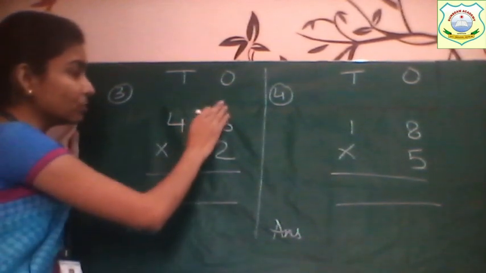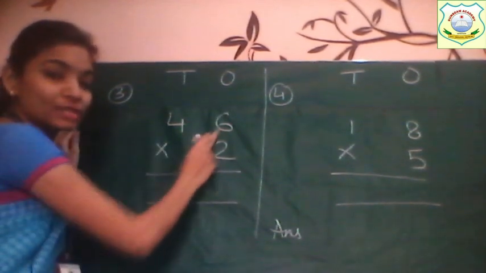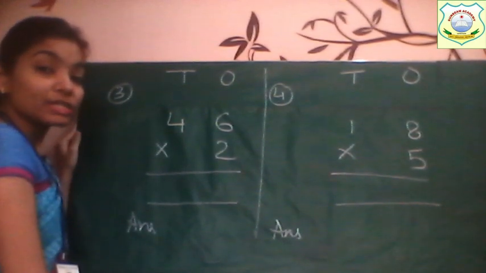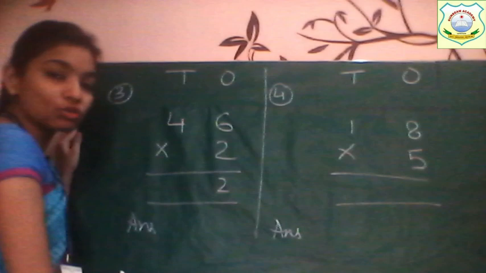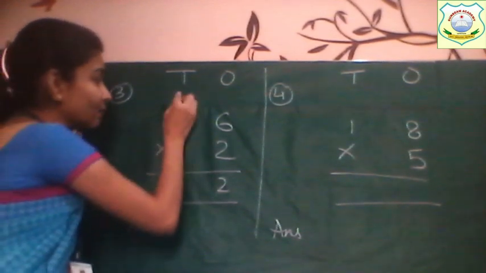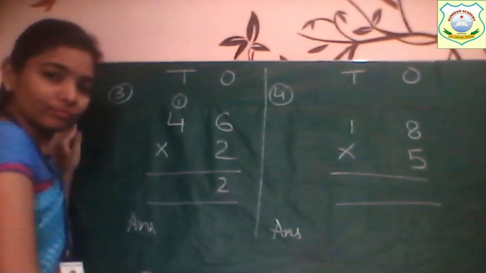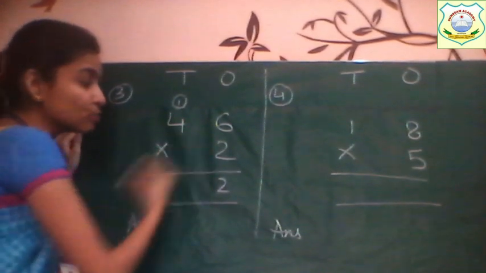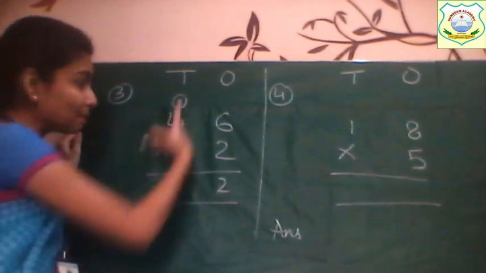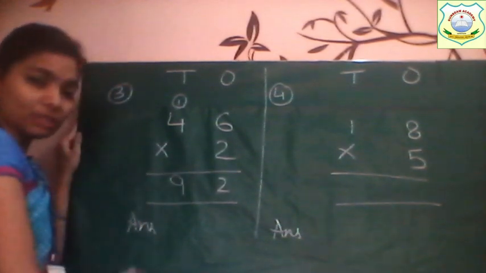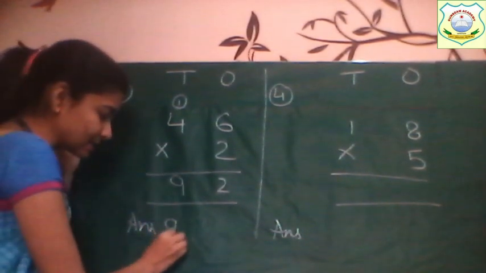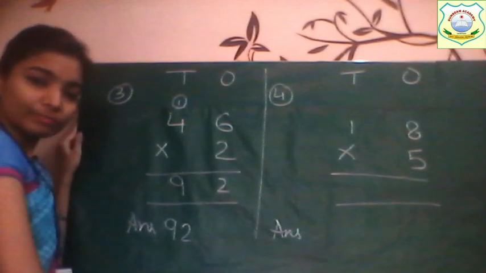Now in question number 3, on the ones place 6 and 2 are there. So 6 2s are how much? 6 2s are 12. 2 will be here and 1 will be the carry. Right? Next 4 2s are 8 plus 1, that is 9. So just write down 92 as the answer. We got it?